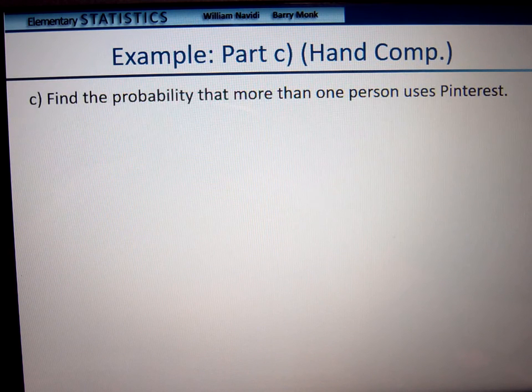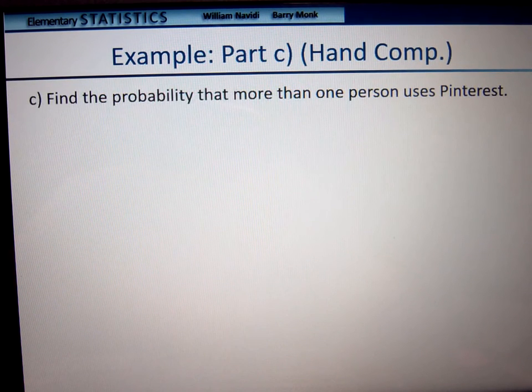What about more than 1 person uses it? More than 1. Now, that seems like an awful lot of probabilities to add: 2, 3, 4, 5, 6, 7, 8, 9, 10, 11, 12, 13, 14, 15. Or we could probably find the complement and subtract 0 and 1. Let's see what they do.